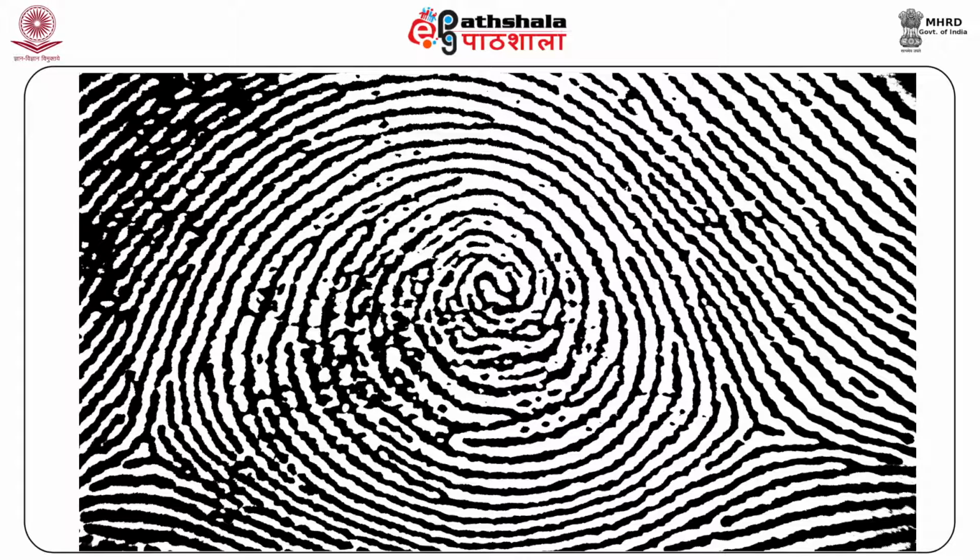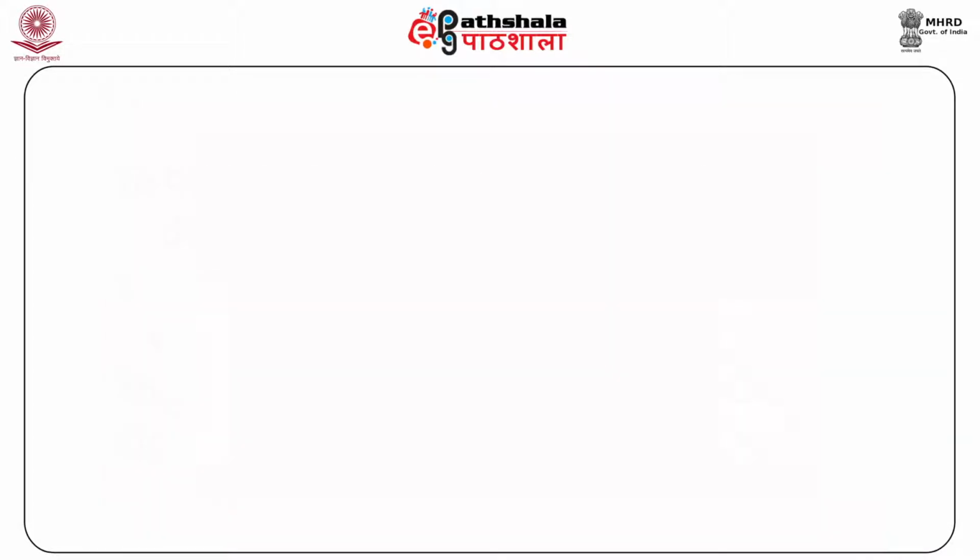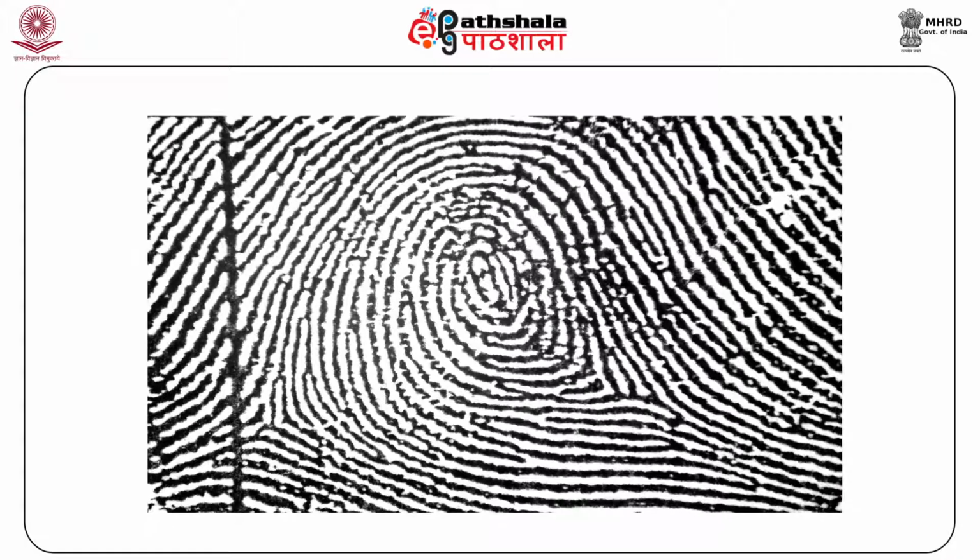For a pattern to be a true whorl, it must be composed of two deltas with a recurve in front of each. To help discern whether a pattern has two deltas and might therefore be a plain whorl, draw a hypothetical line joining the two deltas along any one of the spiral ridges inside the delta nearest to the core. If they are joining, it indicates a plain whorl. The next kind is the central pocket loop.